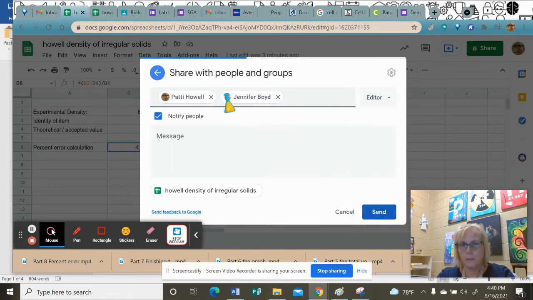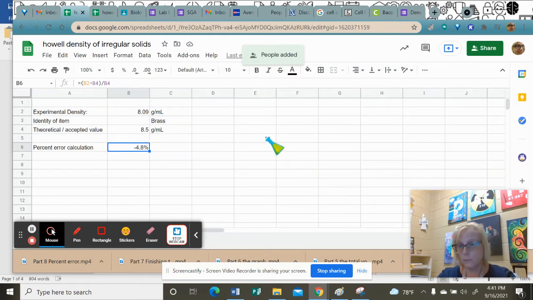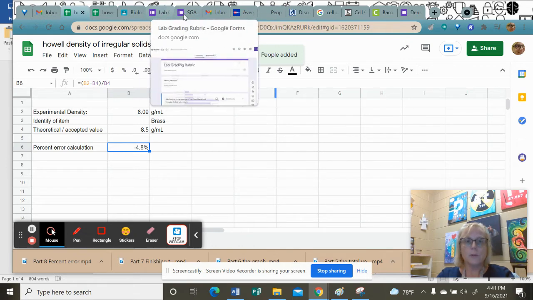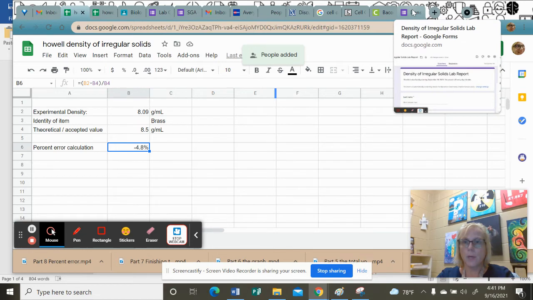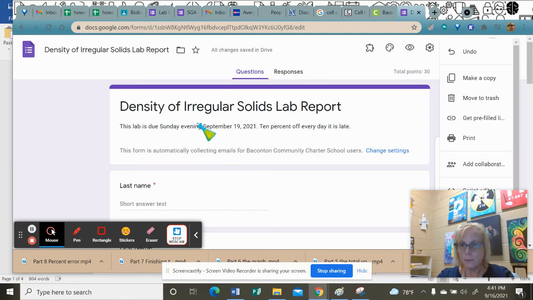And you can hit send, and then I have access to it and I can just pull it up when I grade it, and you don't have to do anything else. But here's the other thing that you're going to do: you're going to answer some questions for me. So you're going to go to this form, which is in the assignment stream. It's in your Google Stream.